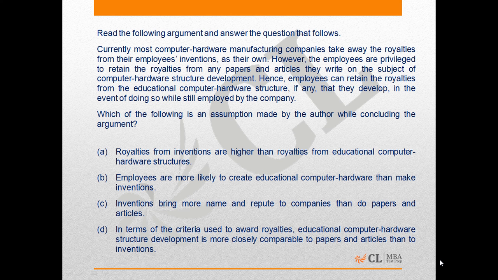Option A, royalties from inventions are higher than royalties from educational computer hardware structures. Even if it is correct, it still does not give us a reason why employees should retain the royalties from the educational computer hardware structure. The paragraph does not talk about higher royalties being retained or lower royalties being retained. So option A is incorrect.